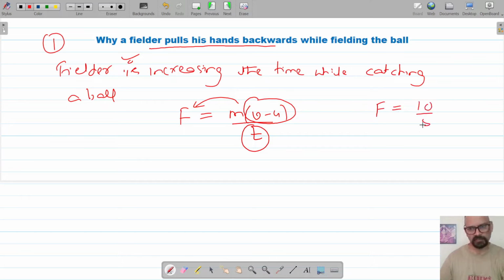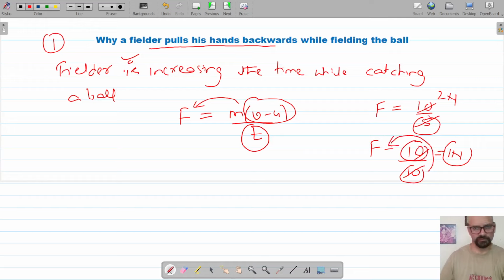Let's say the time is 5 seconds and the rate of change of momentum is 2, so the force is 2 Newton. Now, when we increase this time, let's say by 10 seconds, the force is now 1 Newton. So when the time is increased, the rate of change of momentum reduces and the force also reduces. When the time is less, the rate of change of momentum increases and hence the force is more.